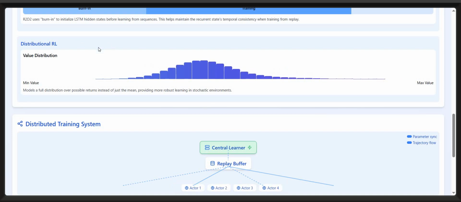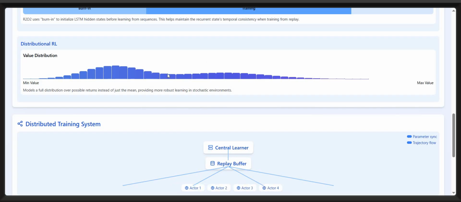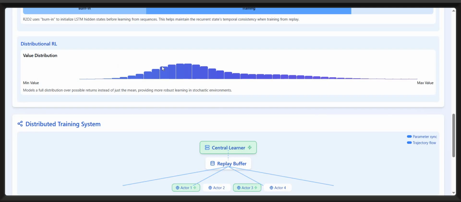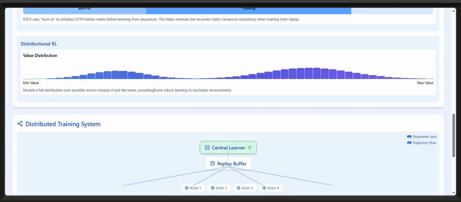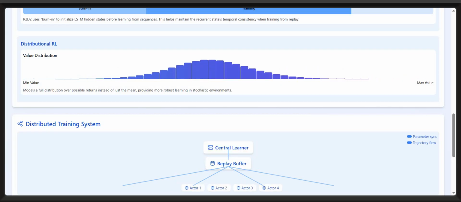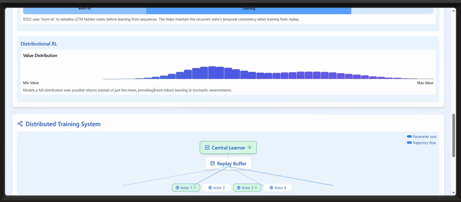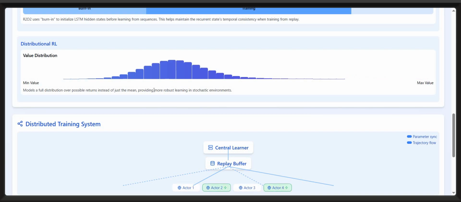Let's scroll back down and revisit the value distribution part. Again, what you are seeing here is not a single Q value, but a spread of possible returns. The x-axis here represents values, and we have 51 of them. This could correspond to different possible rewards. The height of each bar shows the predicted probability of getting that outcome. And that full distribution gives us a better picture, especially in environments with a lot of randomness.